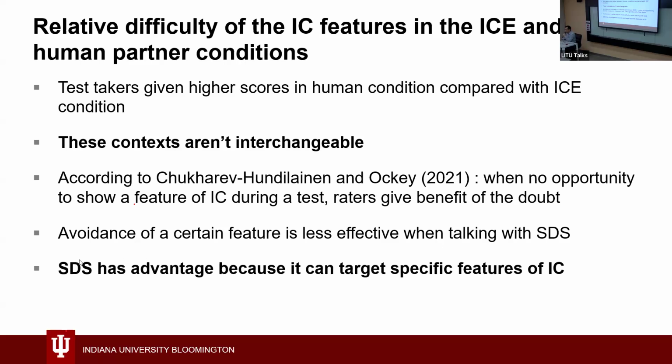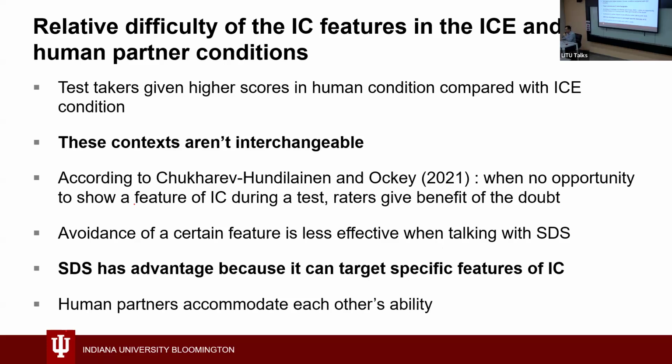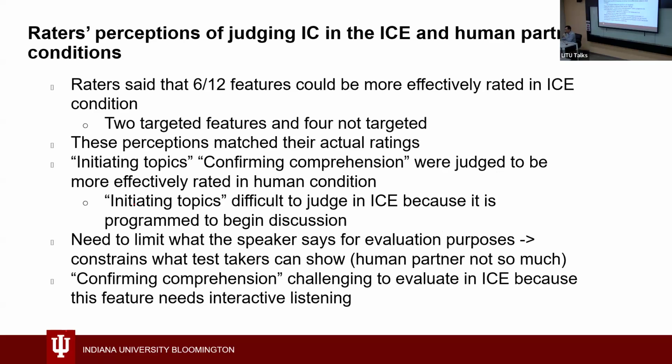Right. So what they argue is that this spoken dialogue system has an advantage because it can target specific features of IC. So if you are interested in assessing interactional competence only, the SDS is probably the better option. But human partners definitely accommodate each other's ability, which is what would happen in the real world, right? But these kinds of SDS lack that flexibility. So that's a limitation here.